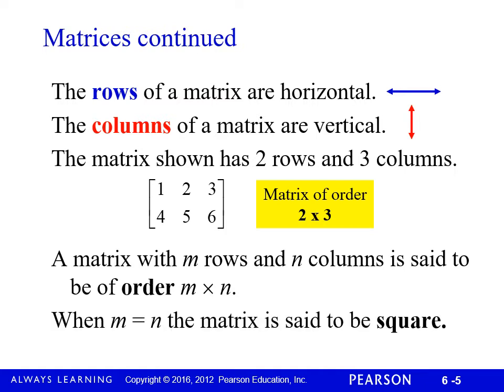When the rows and the columns are equal, that's what m equals n means, the matrix is said to be a square matrix, and that's pretty intuitive. So if we had 2 rows and 2 columns, you would have a square matrix, the same height and width, or same number of rows and columns.